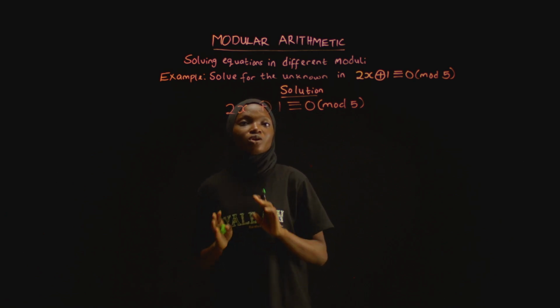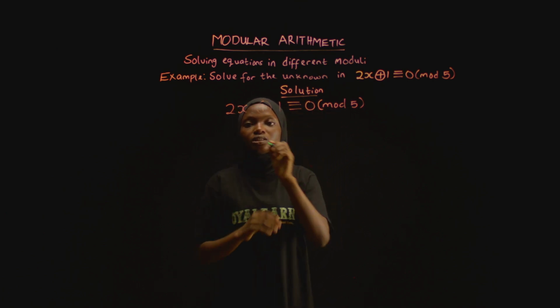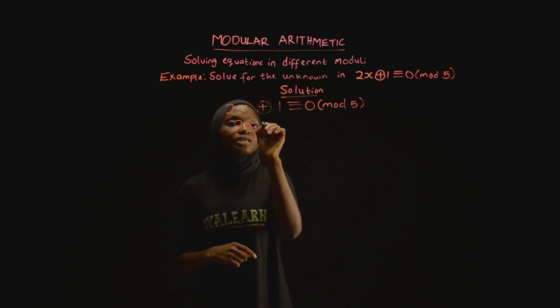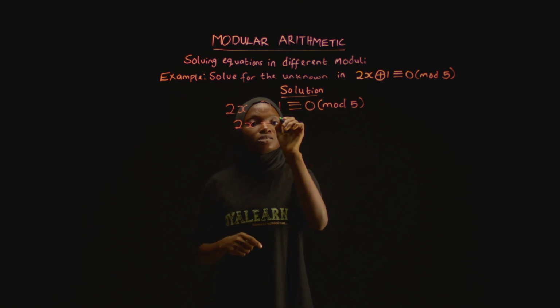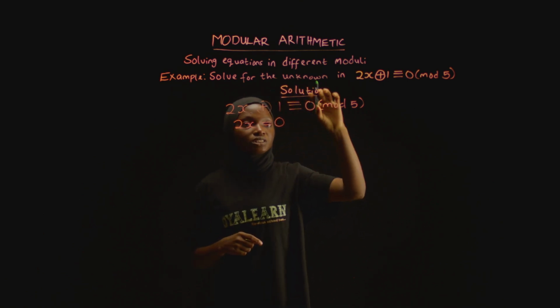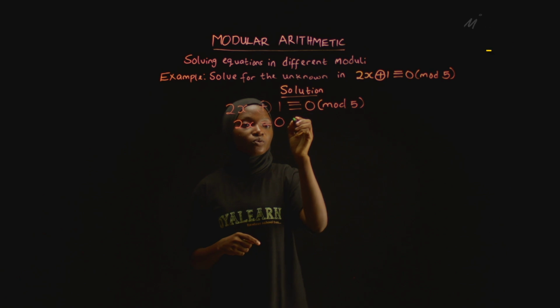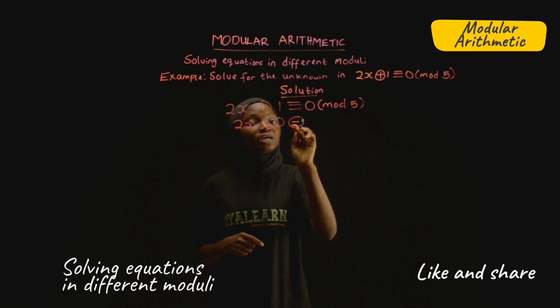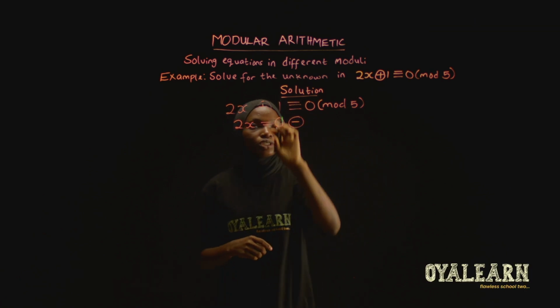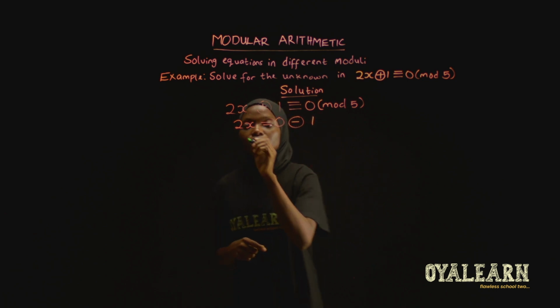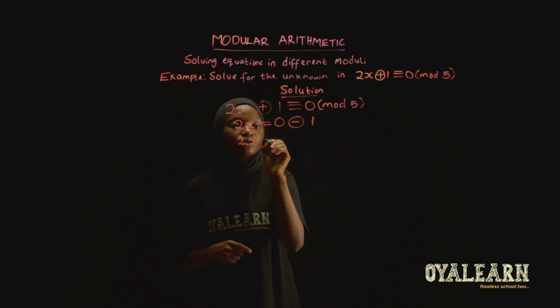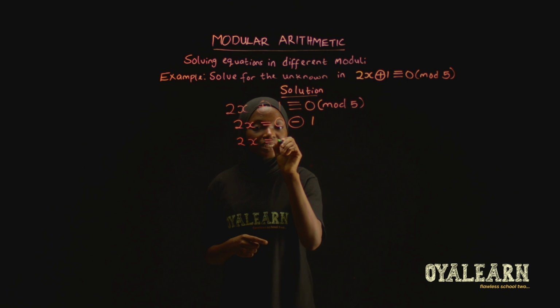So first, we collect like terms and bring this 1 to this side. That is, we have 2x equals what we have here originally, 0. Now this plus is coming to this side. It changes the sign to negative. So we have minus, the modular arithmetic sign for subtraction, then 1. So we have 2x equals 0 minus 1, that gives us a negative 1.